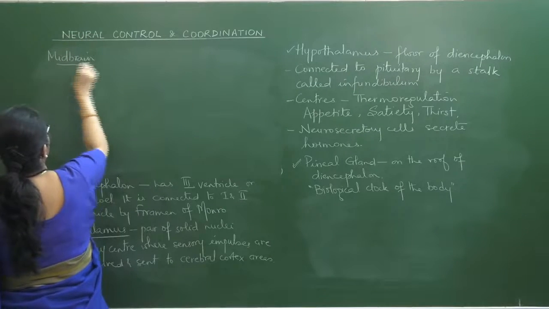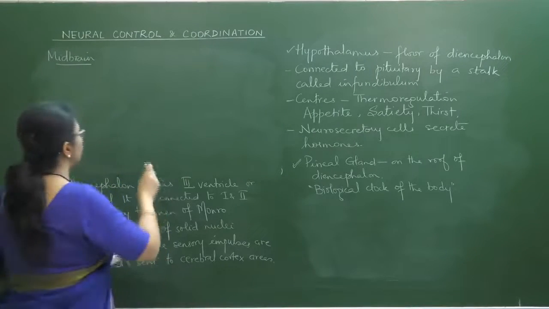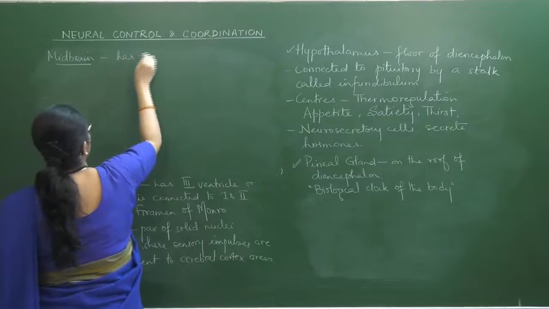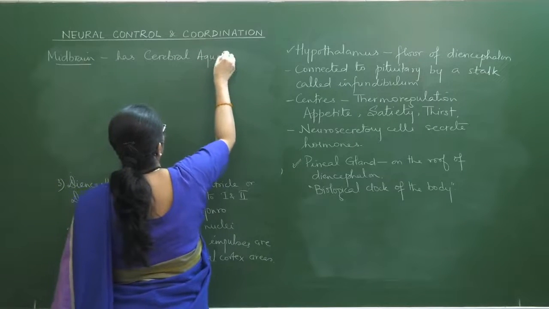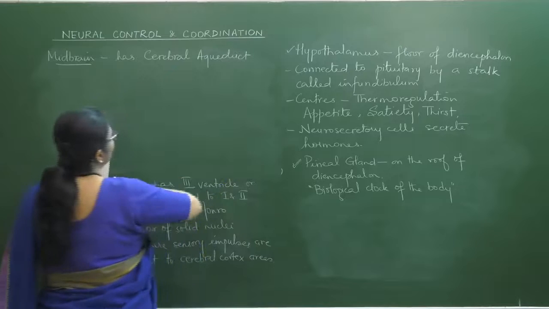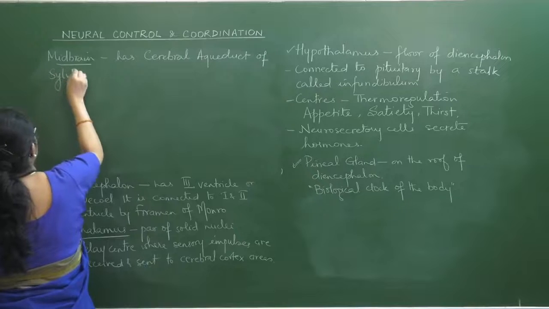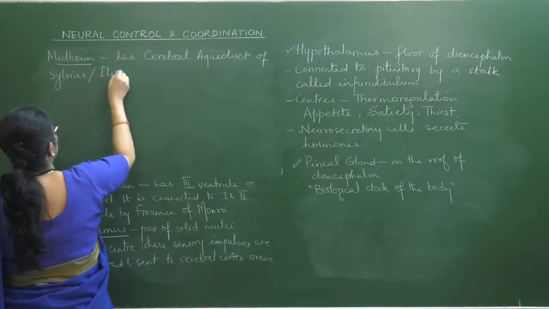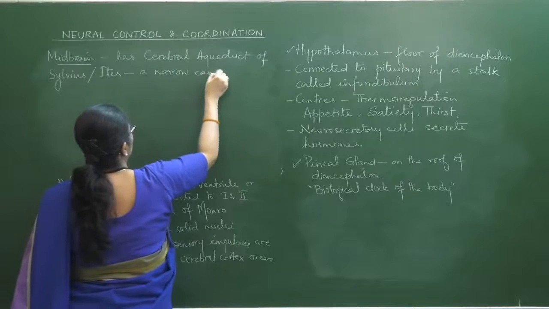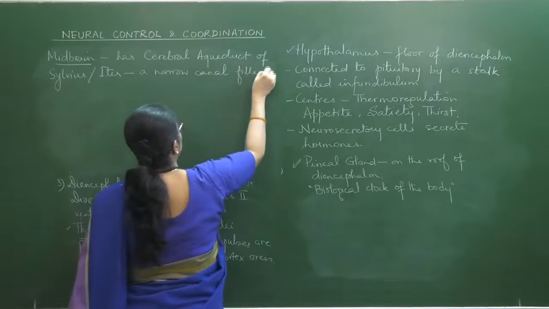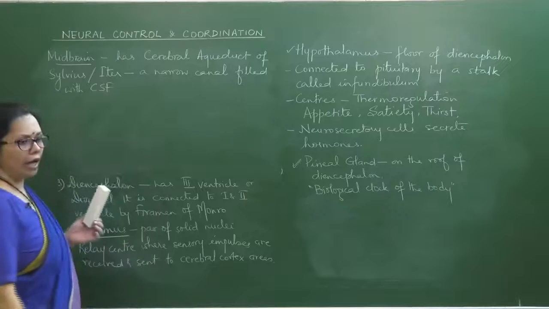Now within the midbrain, there isn't any ventricle you see, but there is a narrow canal which is filled with CSF. So this one has the cerebral aqueduct. This is what the NCERT writes. We can write the full form also: aqueduct of Sylvius, which is also called iter. So this is a narrow canal filled with CSF.